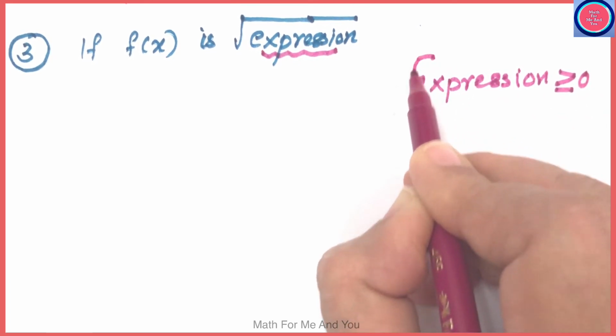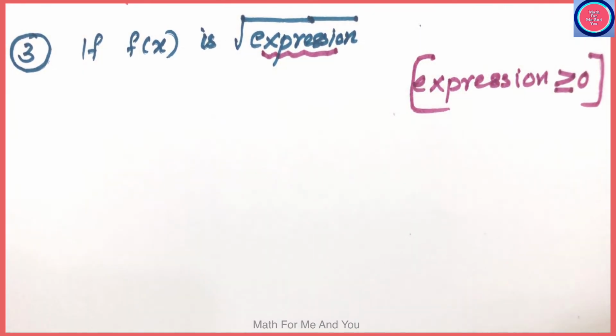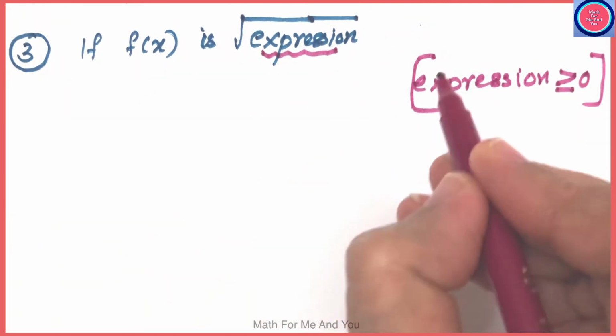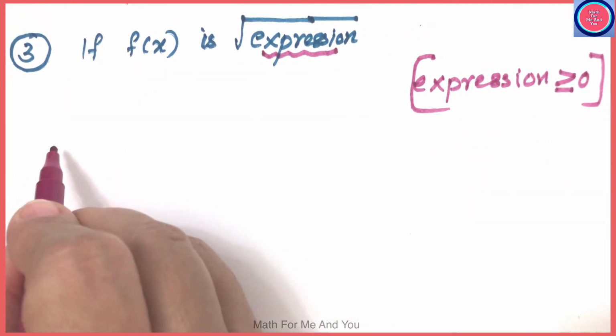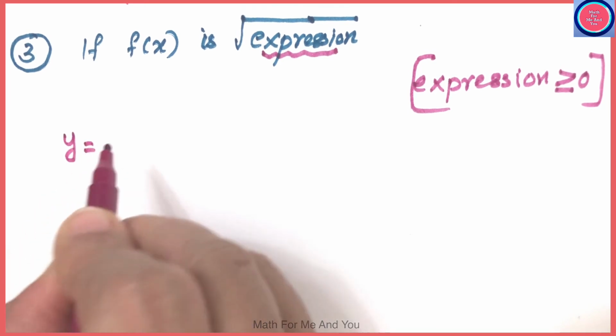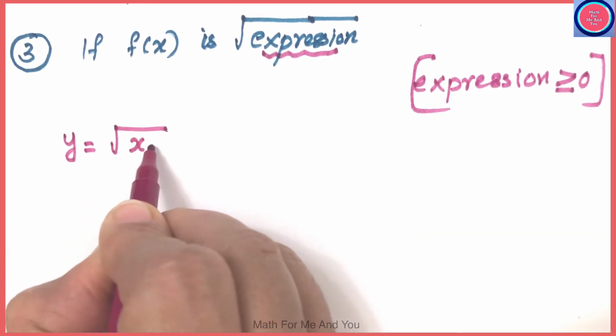It cannot be a negative number under the root. So we will take this condition and use it to get the domain. If we get a question with a root, we can take this condition to find out the domain.